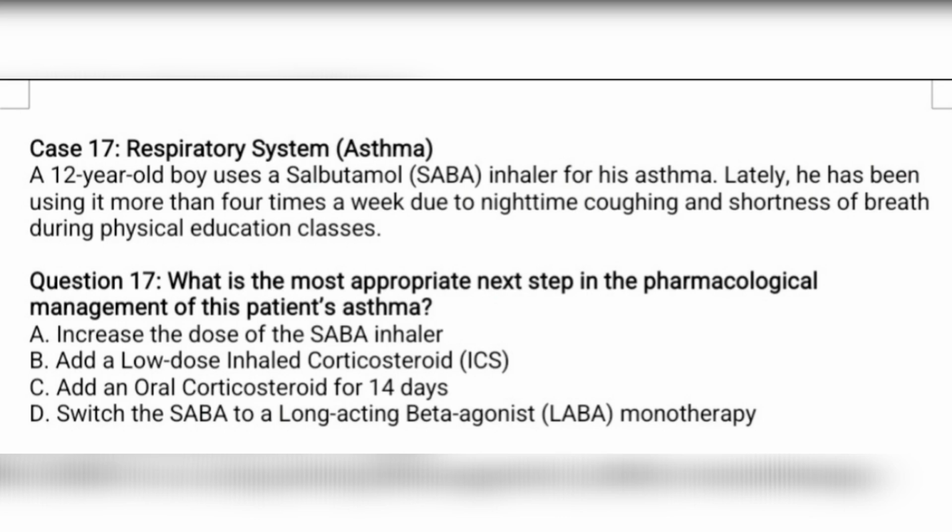What is the most appropriate next step in the pharmacological management of this patient's asthma? A. Increase the dose of the SABA inhaler. B. Add a low-dose inhaled corticosteroid, ICS. C. Add an oral corticosteroid for 14 days. D. Switch the SABA to a long-acting beta agonist, LABA, monotherapy.